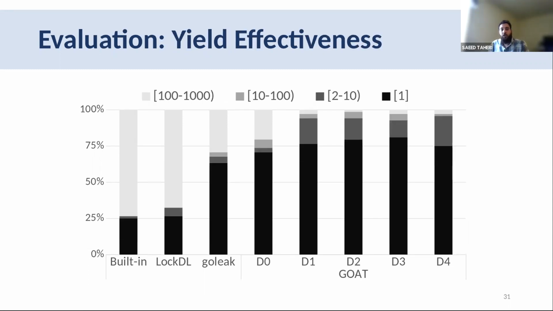And this figure shows the effectiveness of yields before concurrency usage. Again, GoAT with a maximum of 2 yields performs the best, meaning that at least 2 yields in the program could trigger all of the blocking bugs in the benchmark within less than 100 executions.